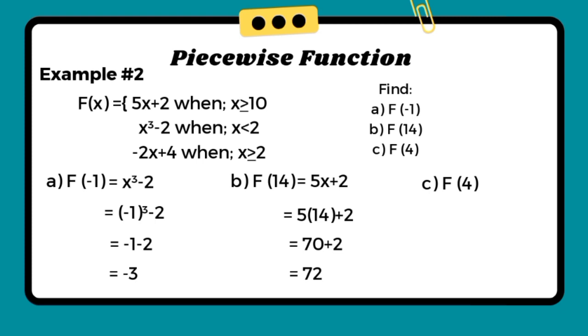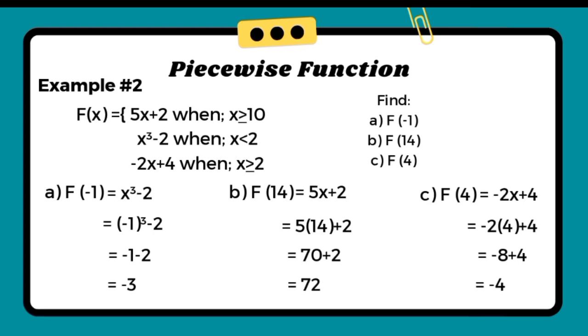So, ilalagay po natin dyan is negative 2x plus 4. Yan, substitute lang natin yung value of x. Yung 4, ilalagay natin siya doon sa x. Diba? So, negative 2 times 4 plus 4. Negative 2 times 4, ang sagot po is negative 8. And negative 8 plus 4 is equal to negative 4. Okay naman, let's proceed to the third example.